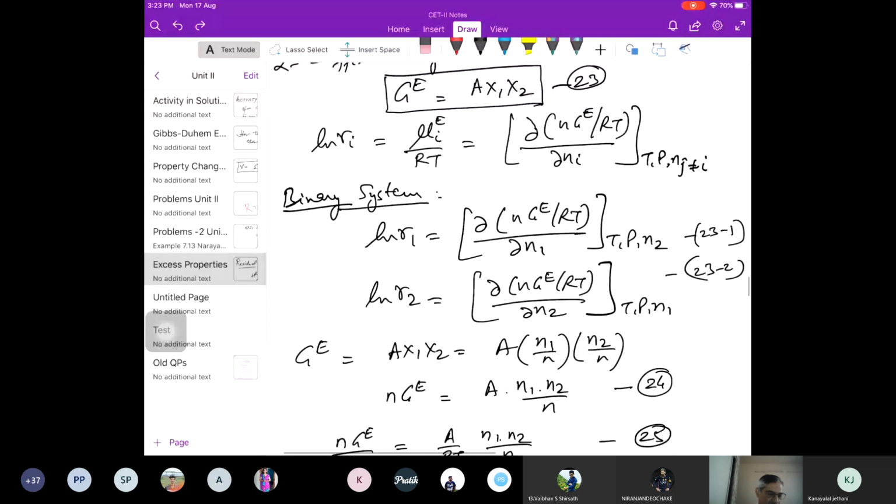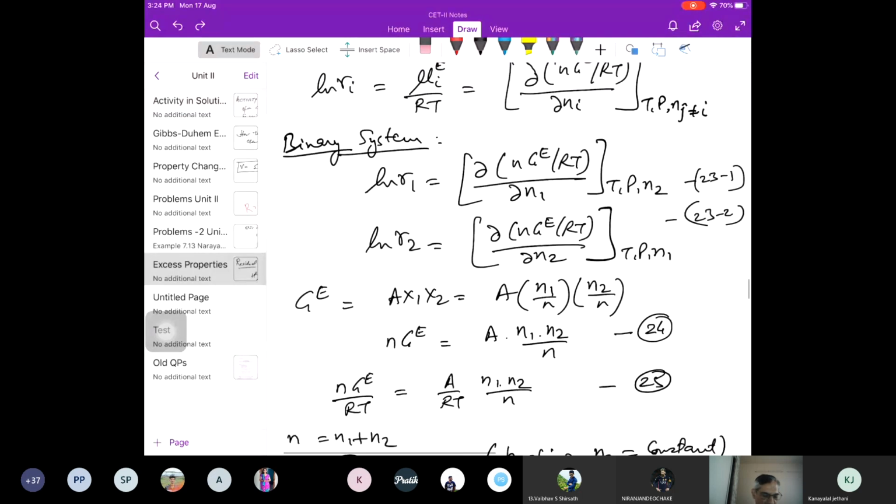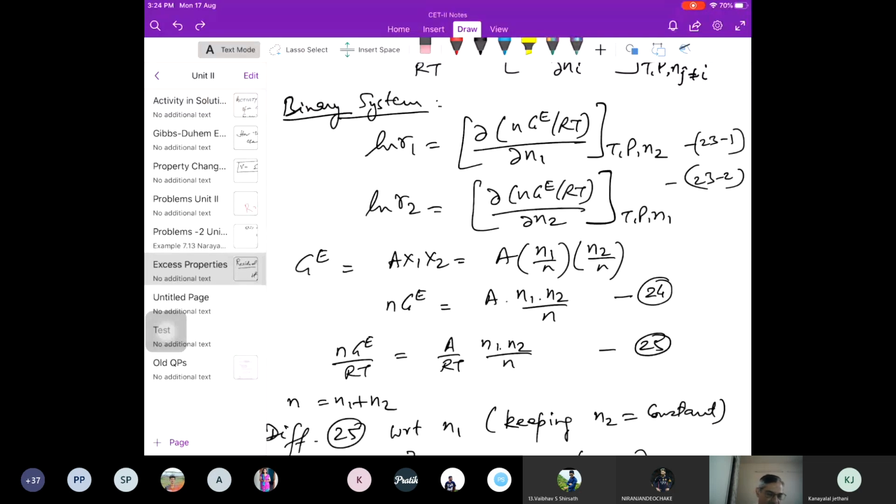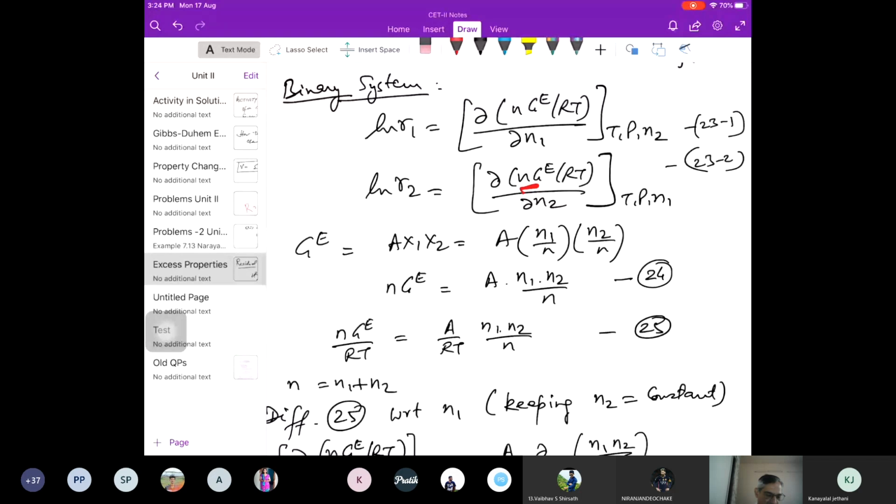Right? So if you take this equation, G^E is equal to A x1 x2, and write x1, x1 is nothing but n1, number of moles of 1, divided by total number of moles, and x2 is n2, number of moles of 2, divided by total number of moles. So if you multiply by n here, you get nG^E is equal to A into n1 n2 upon n, because we want this term nG^E. We take n and G^E on the left hand side, and we divide by RT. So nG^E by RT is equal to A by RT n1 n2 upon n, because we want to take this partial derivative, right?